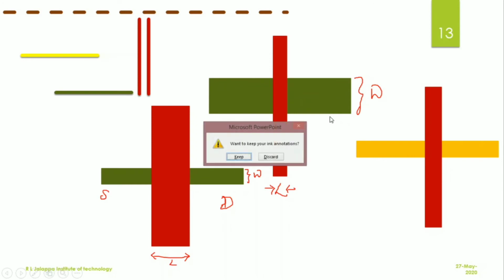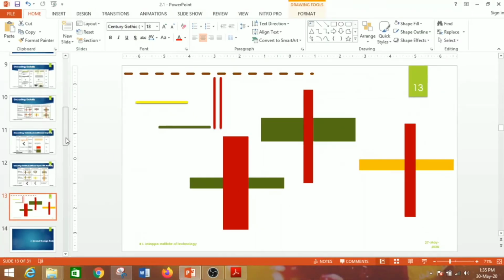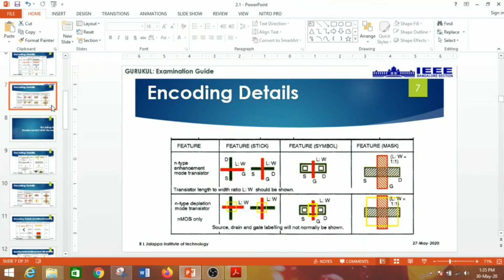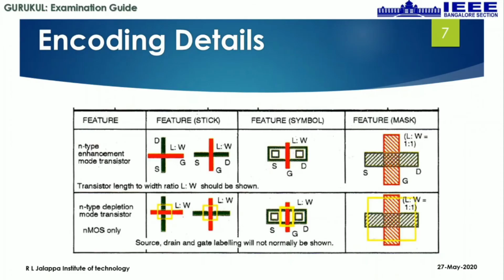Now coming back, the same thing. Here it is shown that the red one is polysilicon, green is diffusion. On this, if you just draw implant, this yellow box, implant, then it becomes a depletion mode transistor. So this is the depletion mode transistor because you have the implant drawn on it. Okay. So even for the stick diagram, you have an implant drawn on it. Therefore, these two are depletion mode transistors.